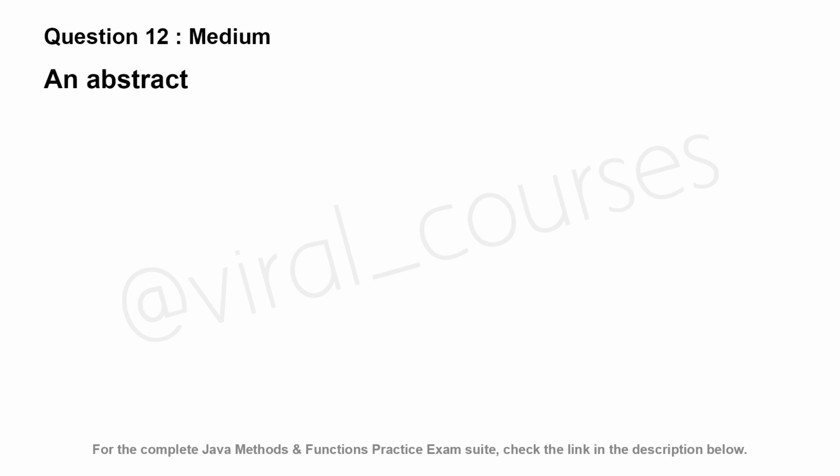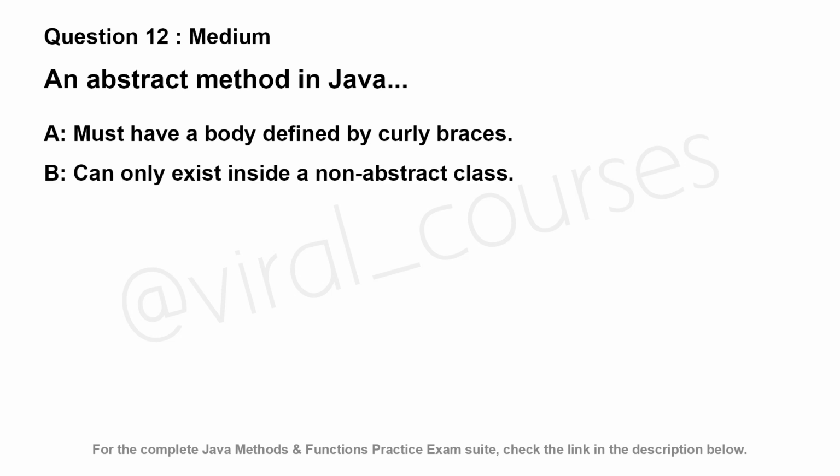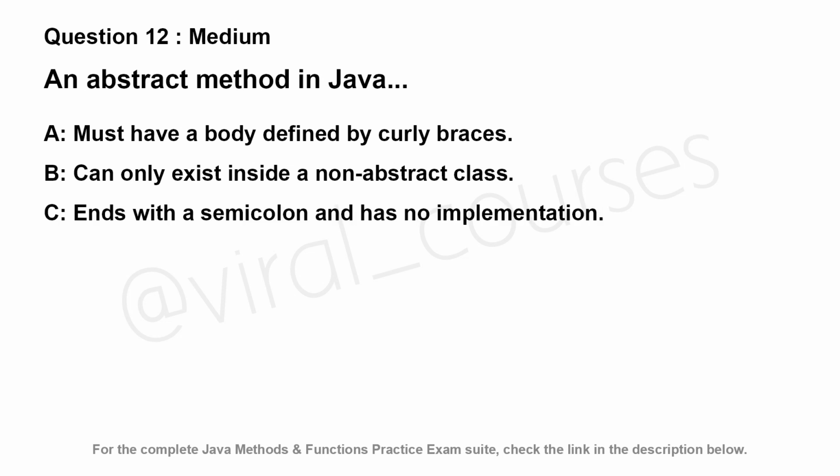An abstract method in Java. Option A. Must have a body defined by curly braces. Option B. Can only exist inside a non-abstract class. Option C. Ends with a semicolon and has no implementation. Option D. Is used to create static logic.